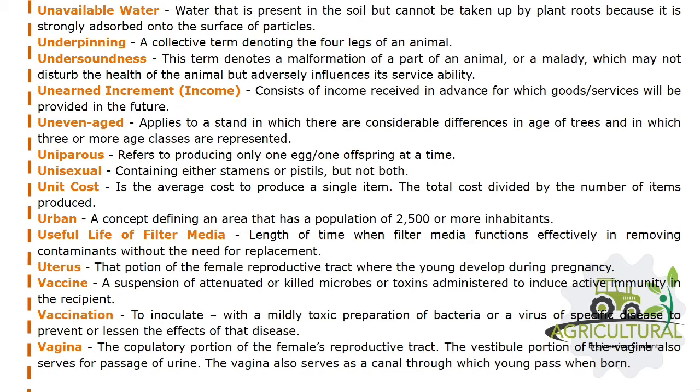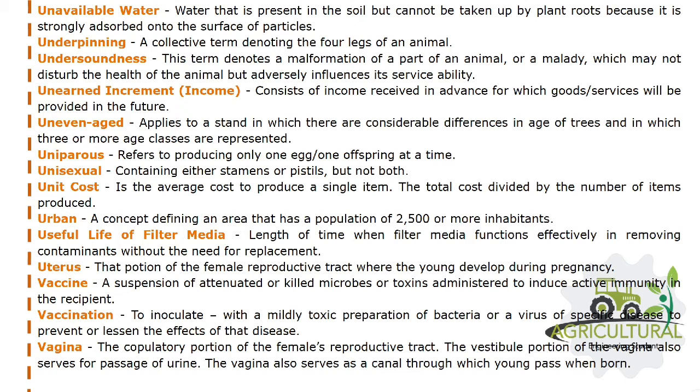Unit cost, is the average cost to produce a single item. The total cost divided by the number of items produced. Urban, a concept defining an area that has a population of 2,500 or more inhabitants. Useful life of filter media, length of time when filter media functions effectively in removing contaminants without the need for replacement. Uterus, that portion of the female reproductive tract where the young develop during pregnancy.